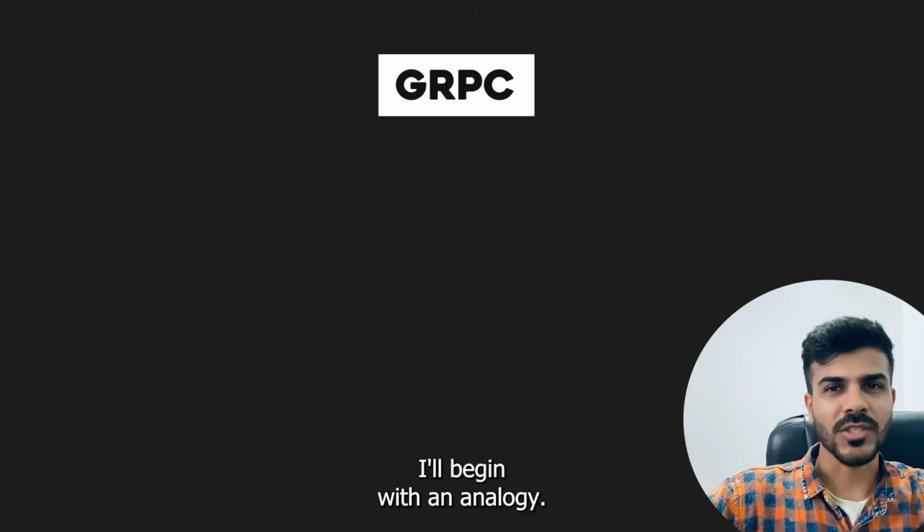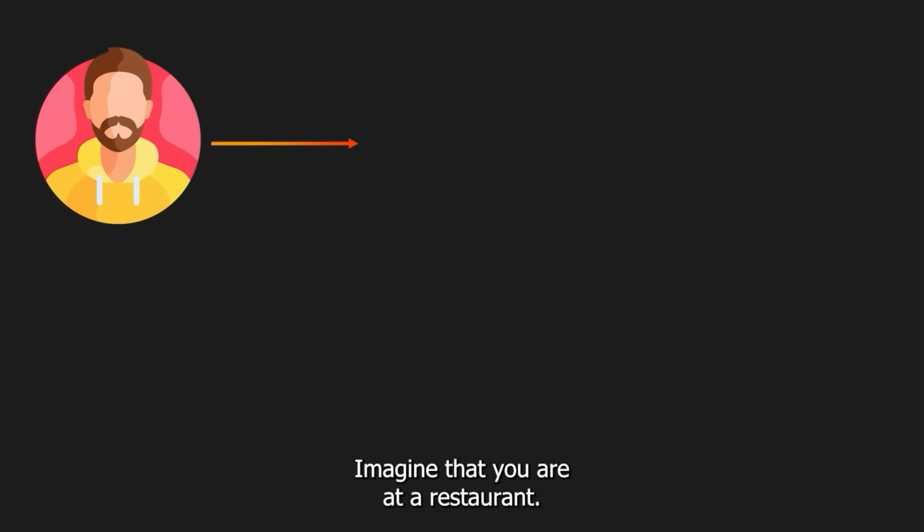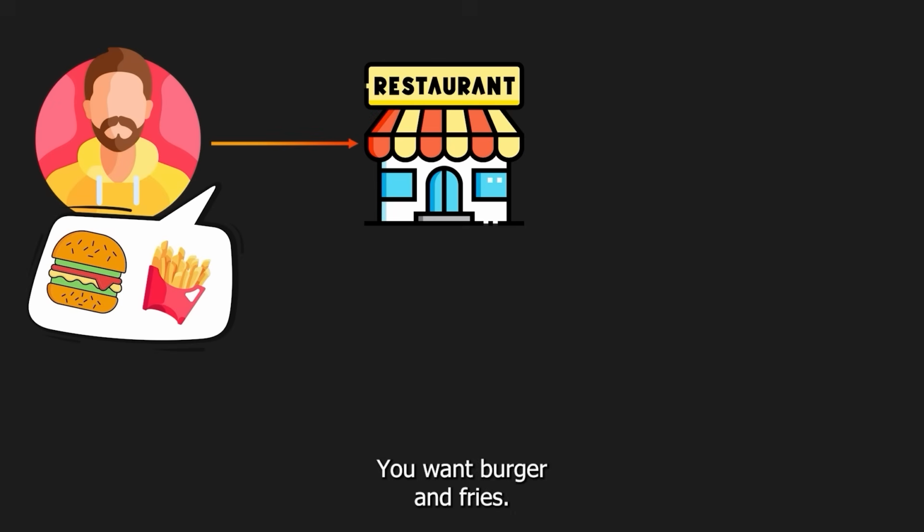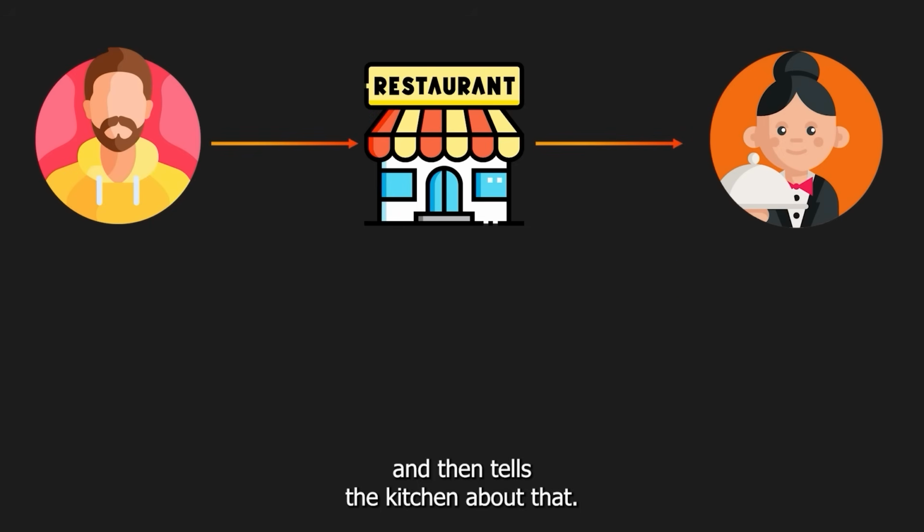I'll begin with an analogy. Imagine that you are at a restaurant. You want burger and fries. So you tell the waiter about that. The waiter takes that order and then tells the kitchen about that.